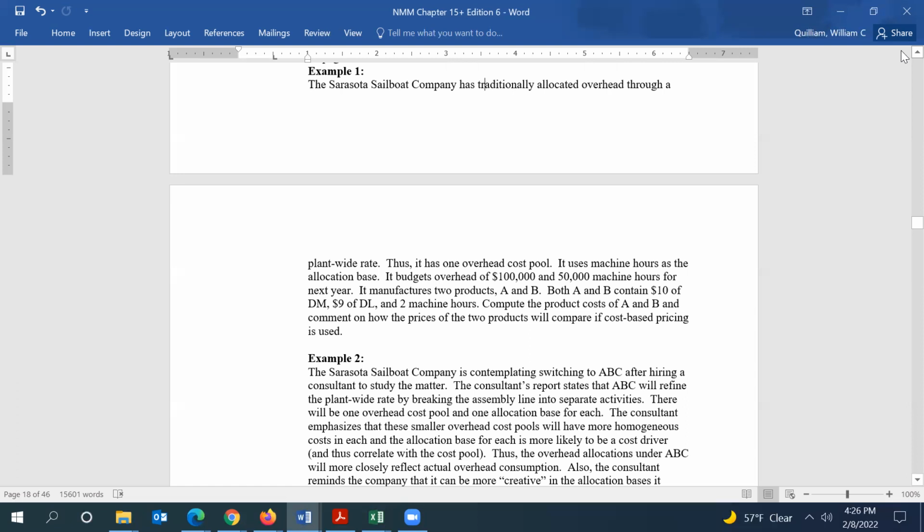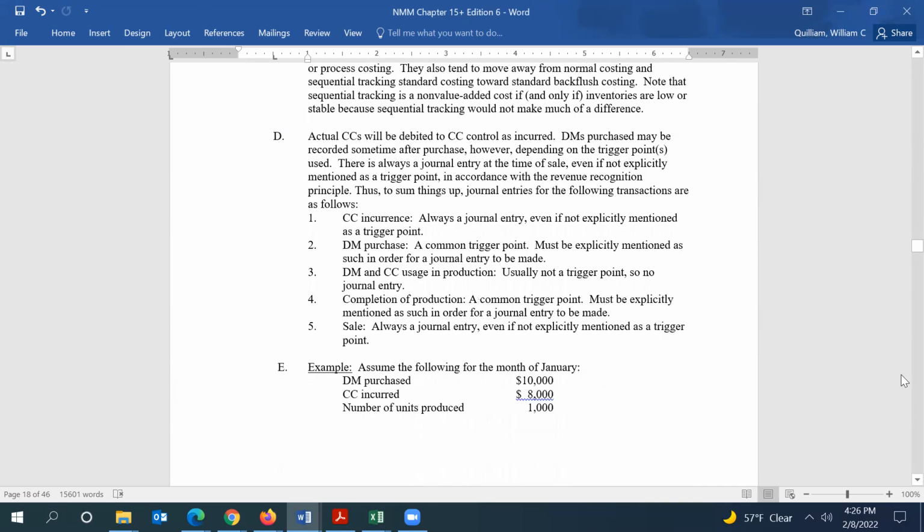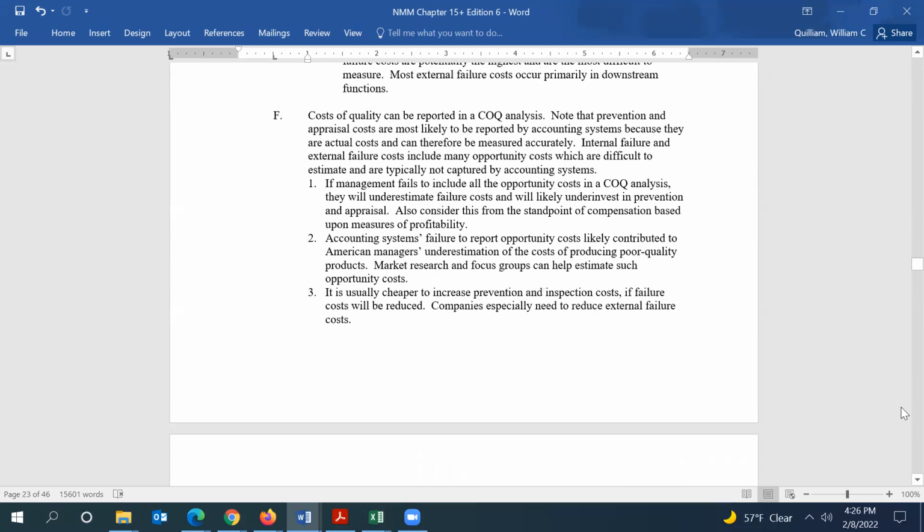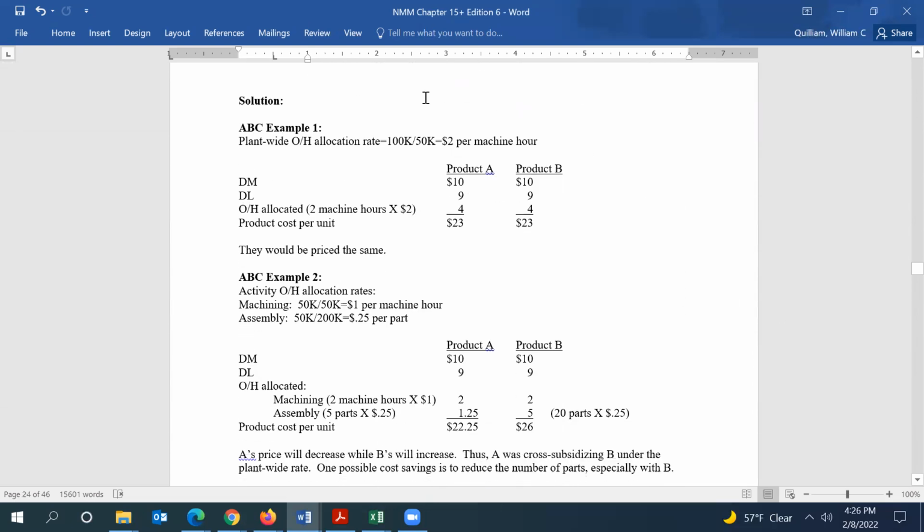Well, for this, I have a little solution for you. It's pretty easy. I think we can just take a look at the solution, which is at the very end of the outline for this chapter. There it is. So the plant-wide allocation rate, we would take the grand total of $100,000 overhead budget and divide by 50,000 machine hours. We would get $2 per machine hour.